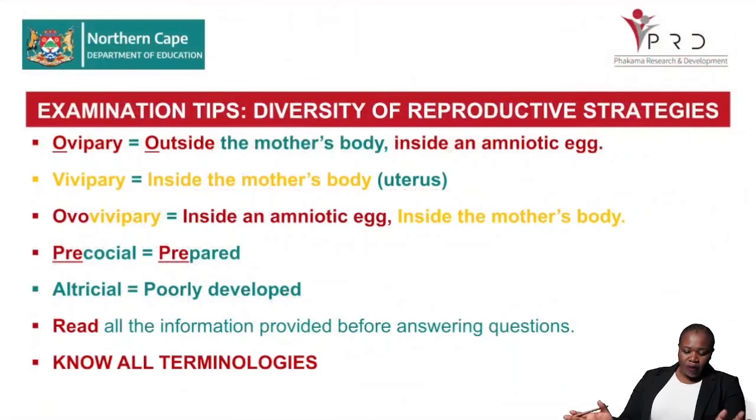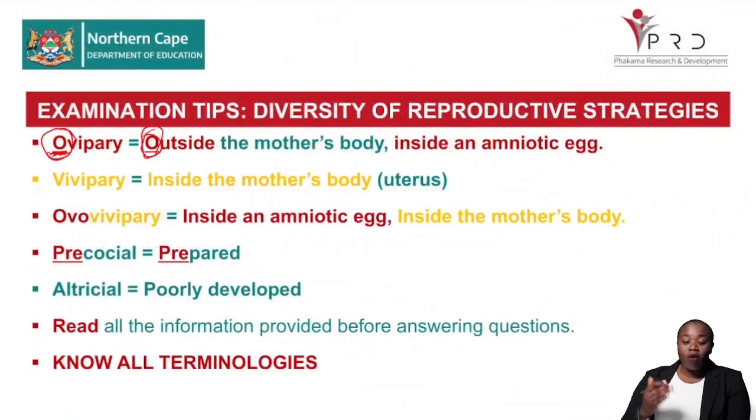All right. Now, some of the things that will help you to easily remember what we will be looking at today are the tips on the diversity of reproductive strategies. So firstly, we have ovipary. Now with ovipary, it starts with the letter O, and ovipary means a development that takes place outside of the mother's body. So ovipary, O, outside, also starts with O. So that is how you can remember this.